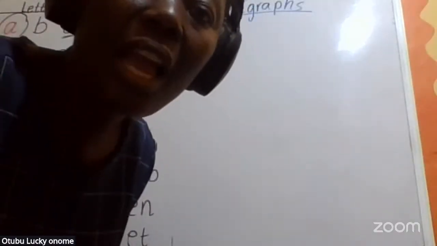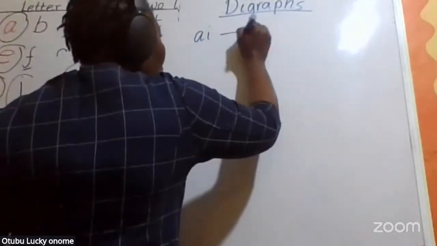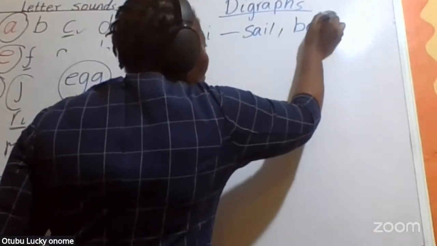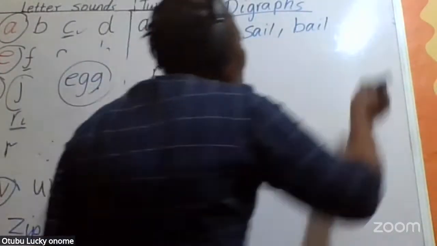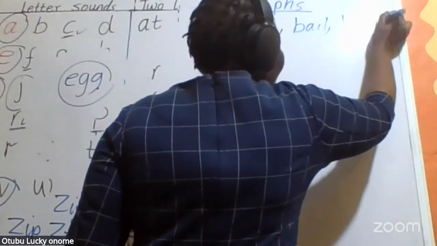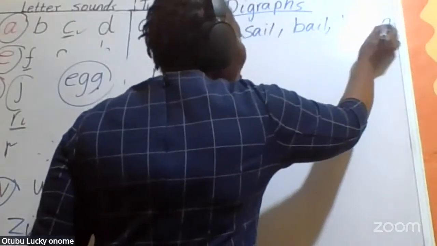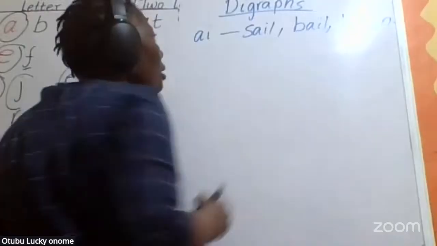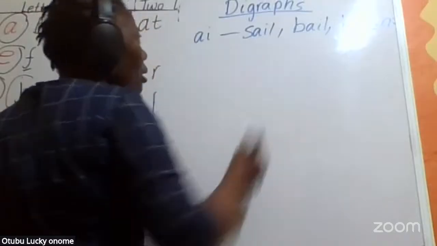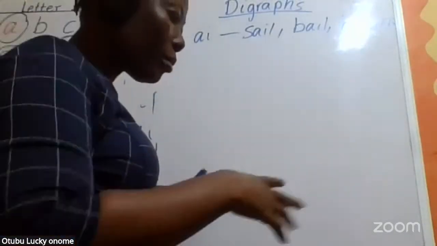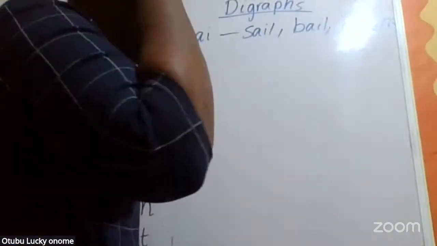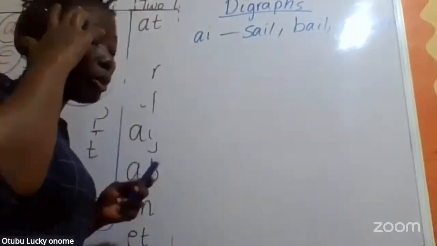We have words like cell, bell, and brain. Sell is to sell the sheep, while bail is to bail someone out. Our brain, we use our brain to think.